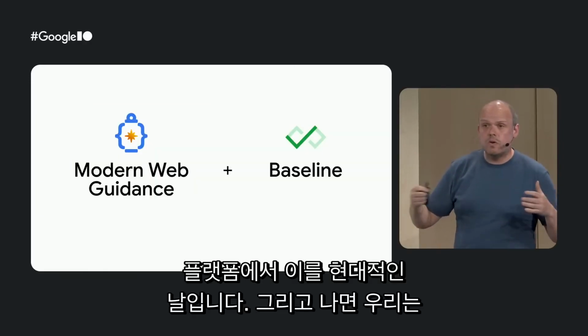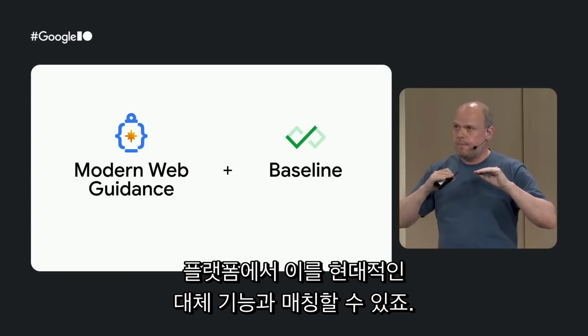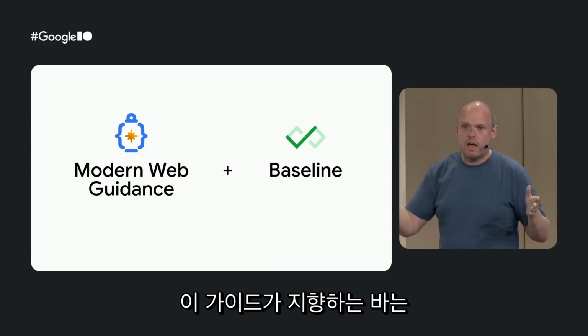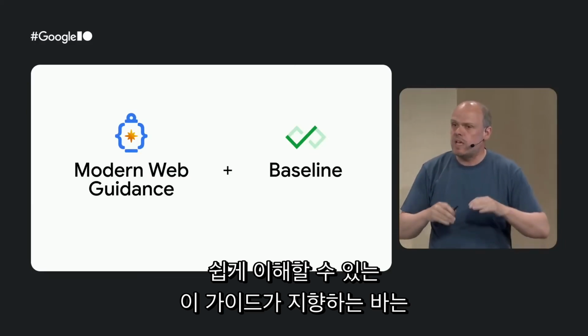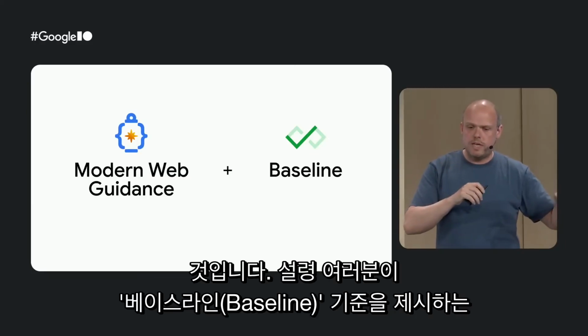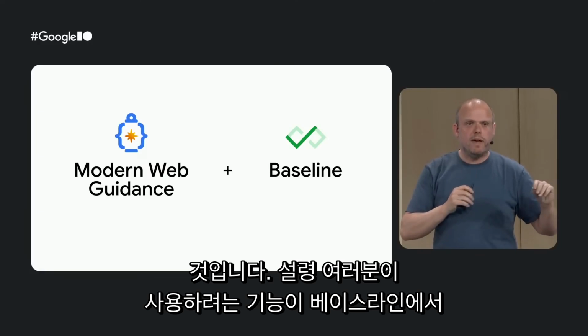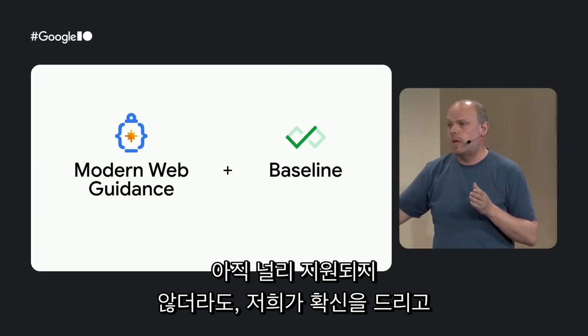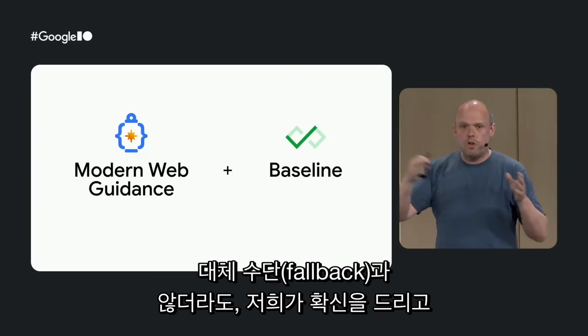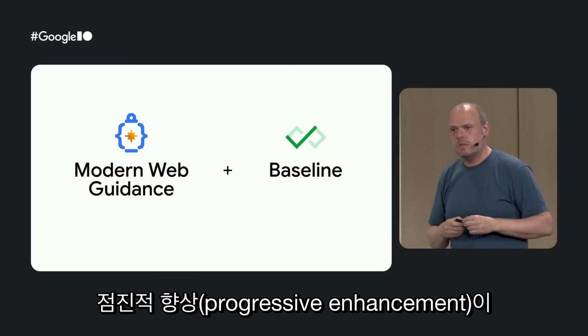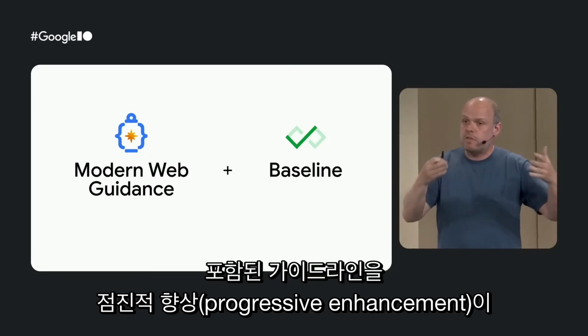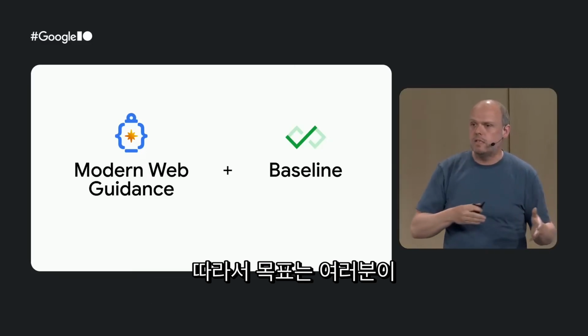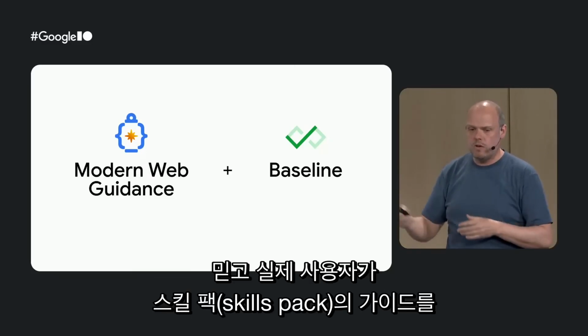We aim for this guidance to also be very understanding of baseline is probably the easiest way to say it. So even if a feature that you're using isn't baseline widely available, we should be able to make you more confident and give you the guidance with a set of fallbacks and maybe progressive enhancements as well. So the goal here is that you should be able to rely on the guidance that is coming from these skills packs to be able to be usable by your users.